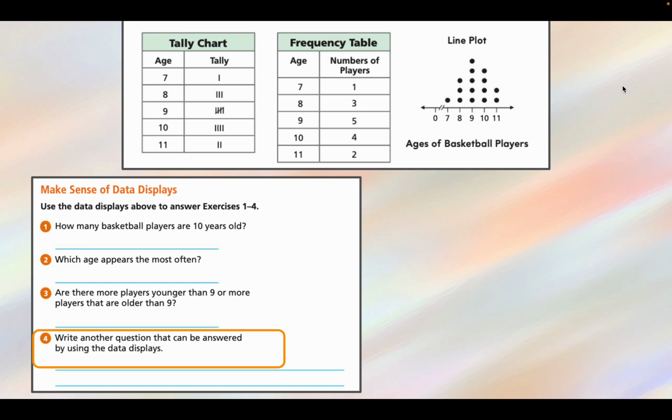Number 4, write another question that can be answered by using the data displays. So write any question that you want. Choose one of the tables. You don't even have to tell me which one. Just ask a question. So here's an example question. You can't steal this one, but I could say, how many players are 8 years old and 9 years old? And then that would be a question that someone would have to answer. So do not use that one, but that's an example of a question you could write.